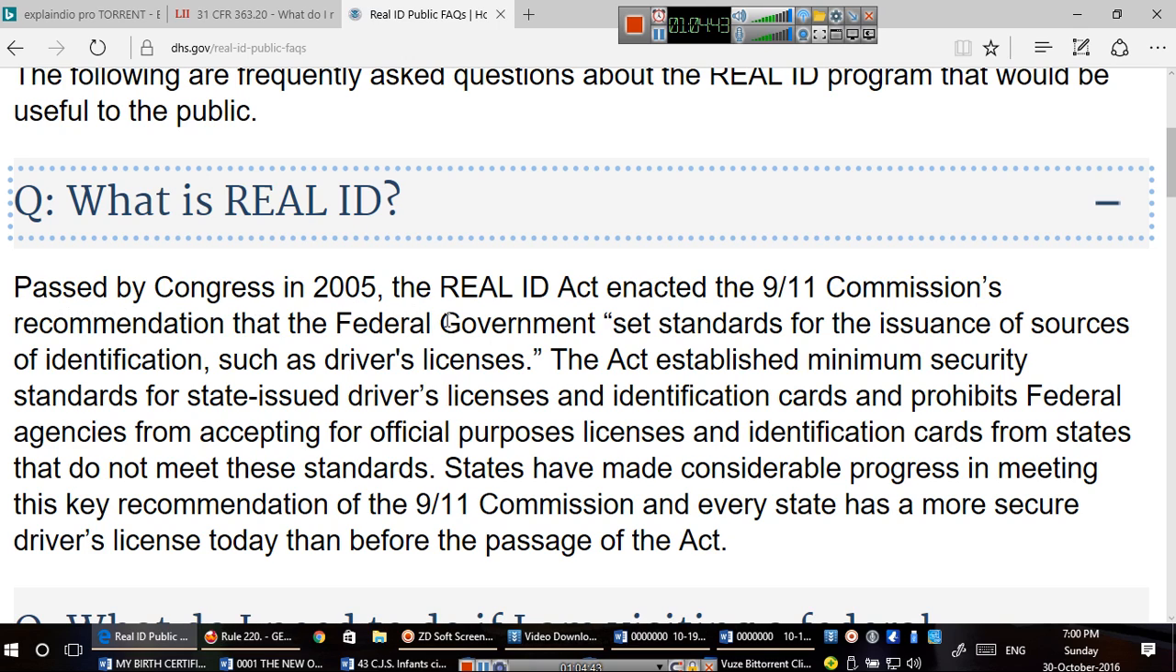Passed by Congress in 2005, the Real ID Act enacted the 9/11 Commission's recommendations that the federal government set standards for issuance and sources of identification, such as driver's licenses. The act established minimum security standards for state-issued driver's licenses and identification cards and prohibits federal agencies from accepting, for official purposes, licenses and identification cards from states that do not meet these standards. States have made considerable progress in meeting this key recommendation.